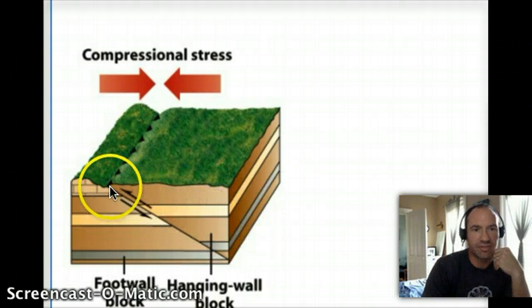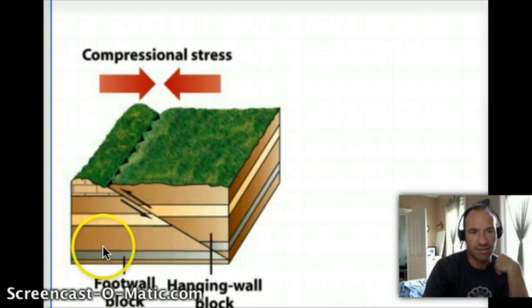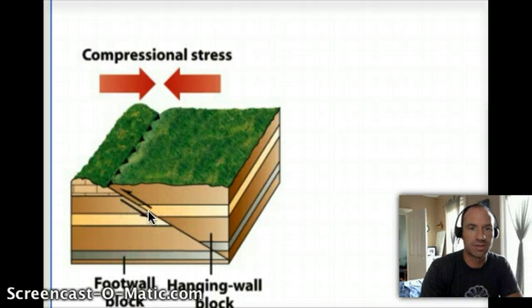Well, you're going to actually get a fracture here along this plane, and this block is going to get pushed up over top of the one here on the left. So that's why we've got these arrows here indicating the direction of the movement. So that's what's happening with that one.